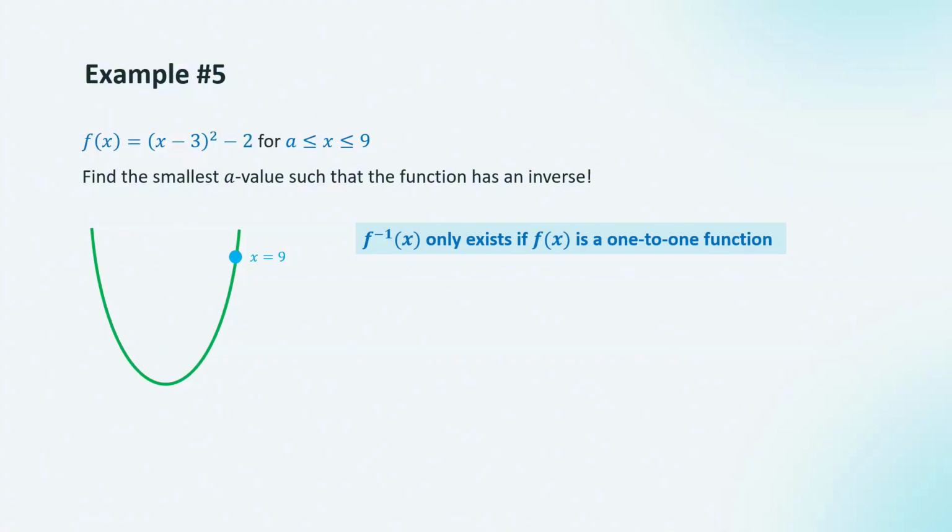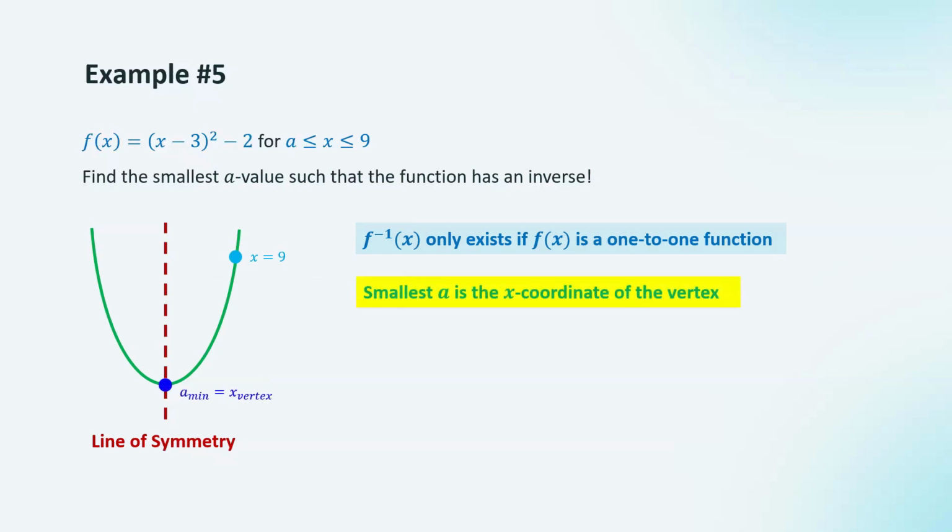Any ideas? So the best idea to do this is to cut the function in half. And what is the line that bisects the quadratic function symmetrically? It's going to be the line of symmetry. And the point on the line of symmetry, as we know, is the vertex. Therefore, the smallest a value is going to be the x-coordinate of the vertex, and therefore, we can know directly that the smallest a is going to be 3.